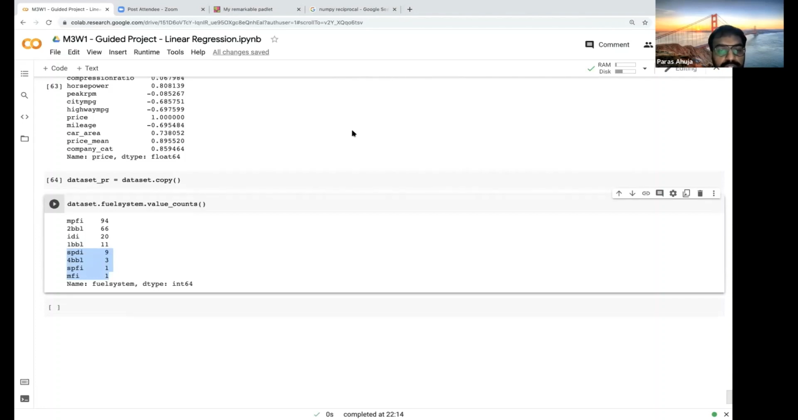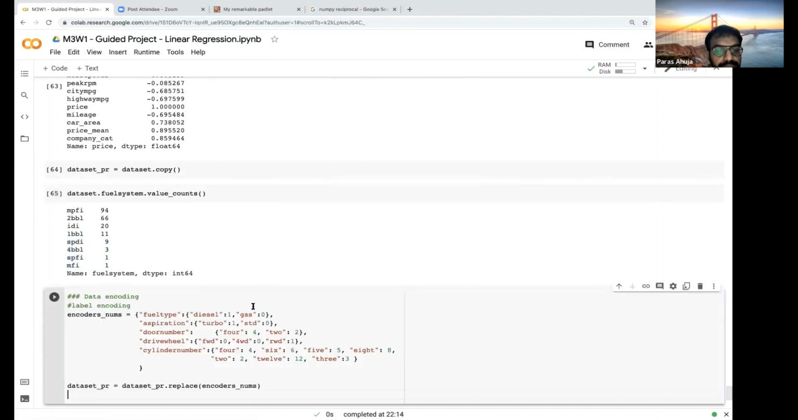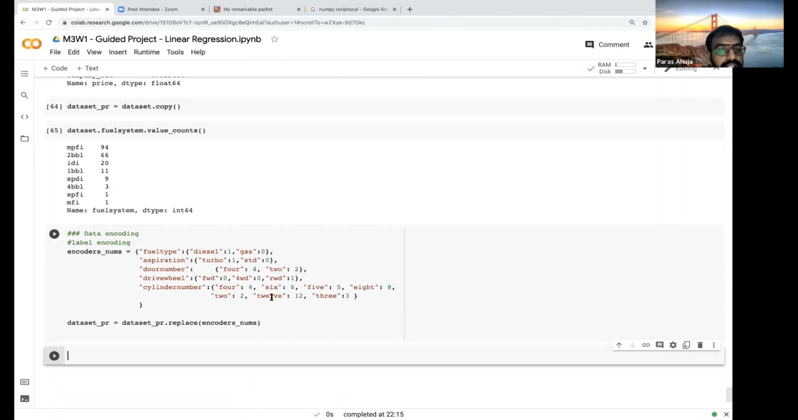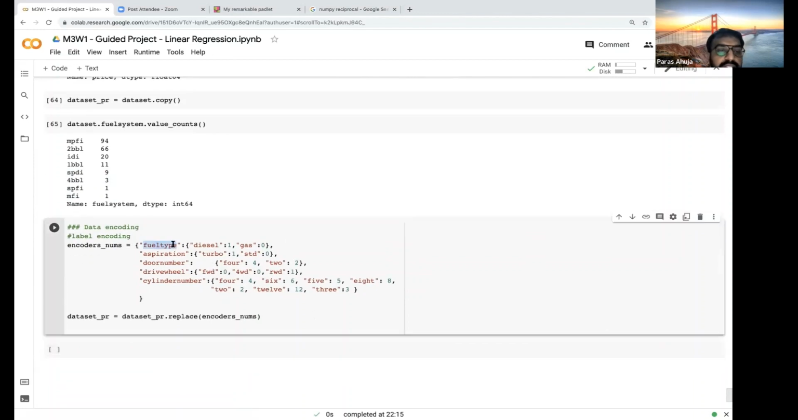So now we will do the encoding, right? What I'm doing is, in fuel type, convert diesel into 1 and gas into 0. For aspiration, turbo as 1 and STD as 0. And for door number, 4 as 4 and 2 as 2.